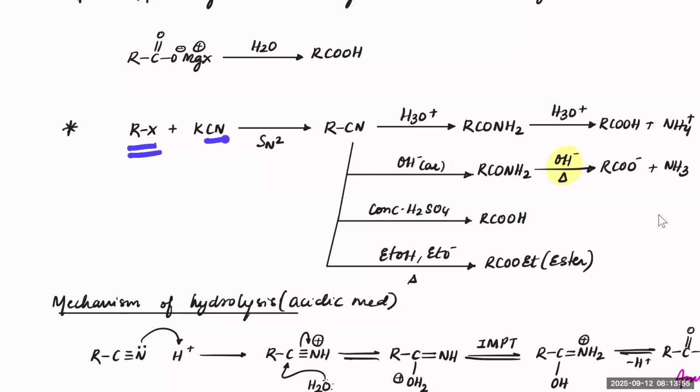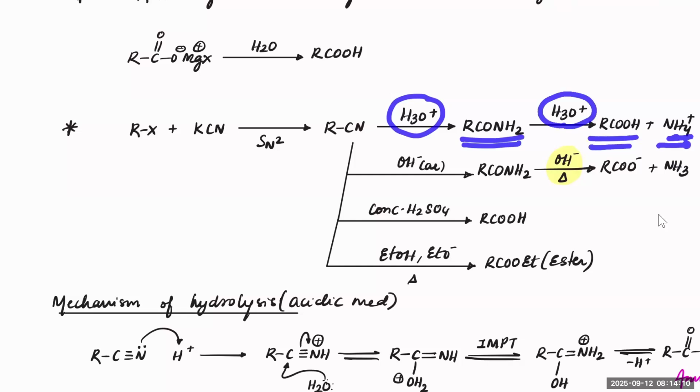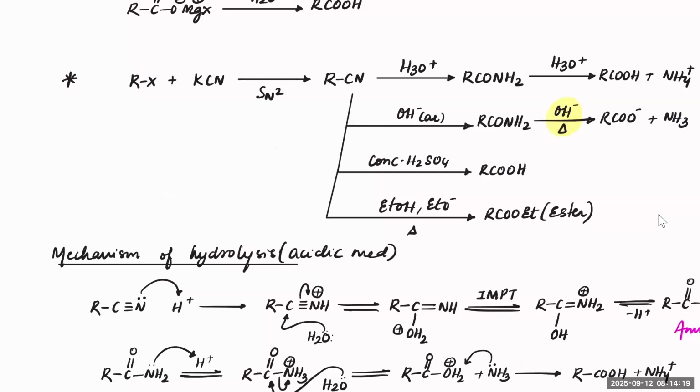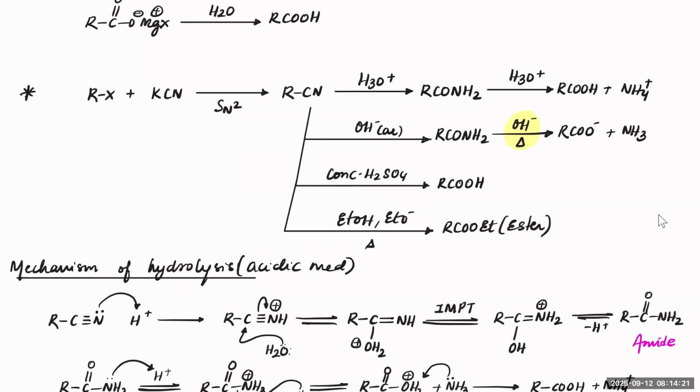When you react an alkyl halide with CN minus, CN minus will attack, X minus will leave, converting it into alkyl cyanide. This on hydrolysis will give you amides, which on further hydrolysis will give you acids, either in acidic medium or in basic medium. Partial hydrolysis will create amides, but complete hydrolysis will create acids.